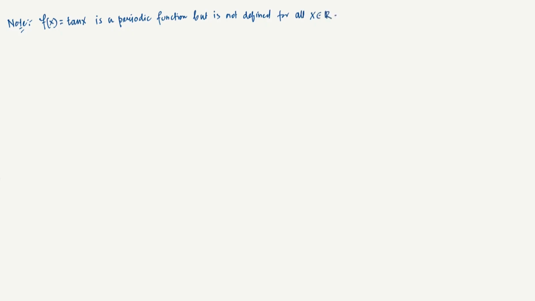So there are infinitely many points, of course countable, where it is not defined. That is at x equal to plus minus pi by 2, plus minus 3 pi by 2, and all those numbers, right? At all those points the function tan is not defined, but still it is a periodic function. So that can happen. Please keep that in mind.